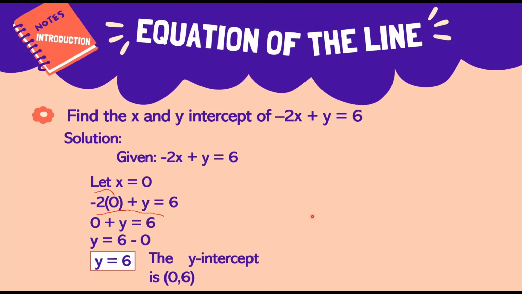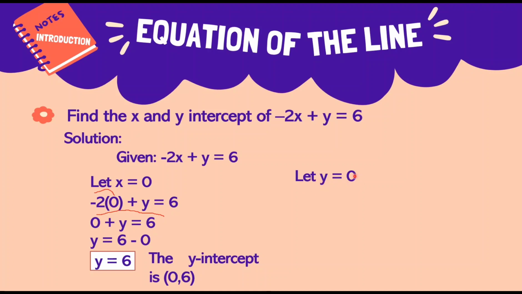On our second procedure, we need to find the x-intercept. Since we already assigned a value to x, which is 0, we now need to assign a value to y. So, we have let y is equal to 0. So, let us solve.